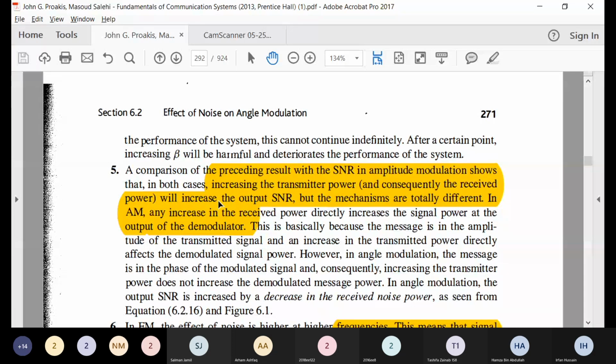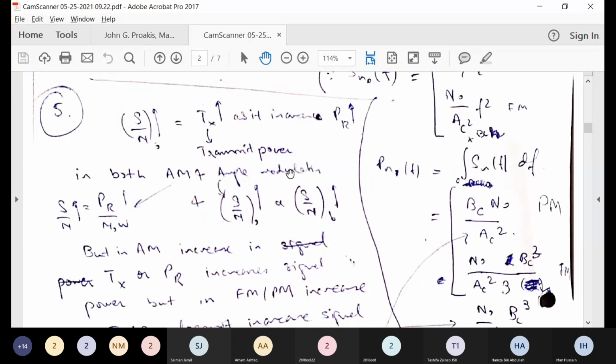Another point is that the SNR in amplitude modulation increases if we increase the transmit power. Because if you increase the transmit power, the receive power will increase, and when the receive power increases, the output SNR will change. The same thing also happens in angle modulation, as you could see in the formula, but the mechanism by which this increase happens is totally different. You could see here that the signal to noise ratio at the output will increase if transmit power is increased, because PR will increase.